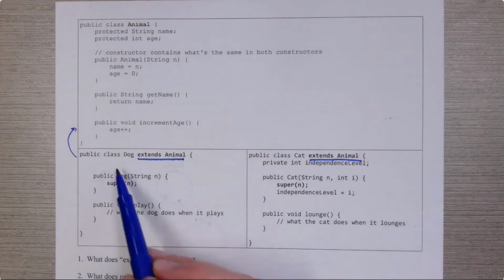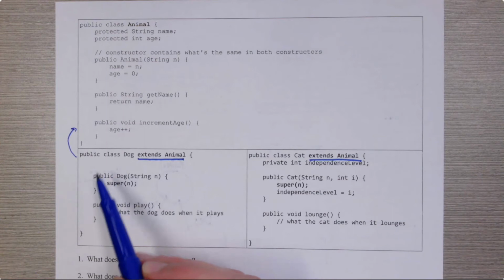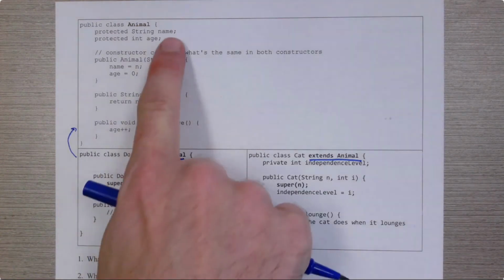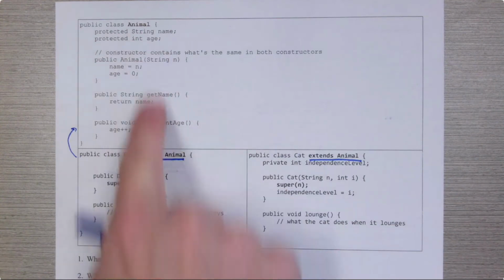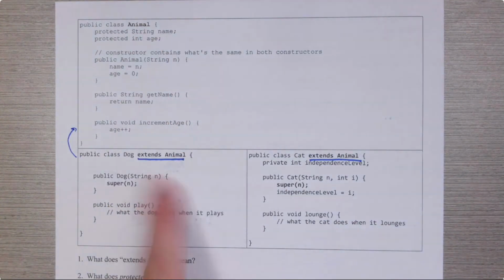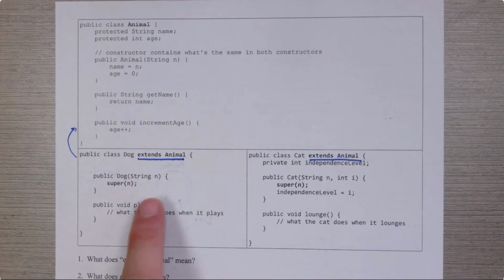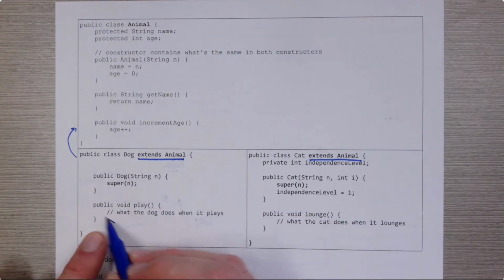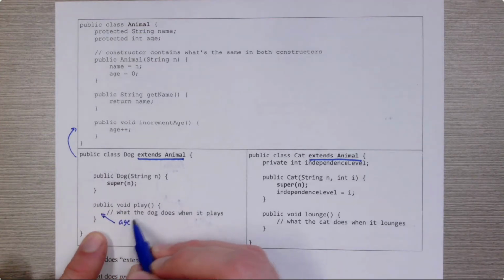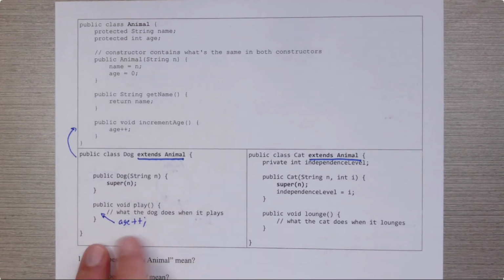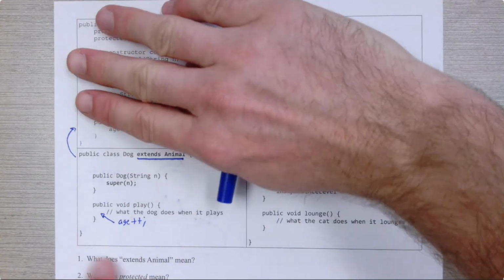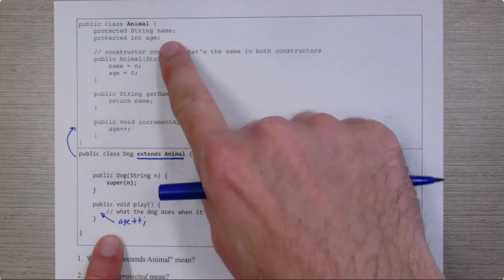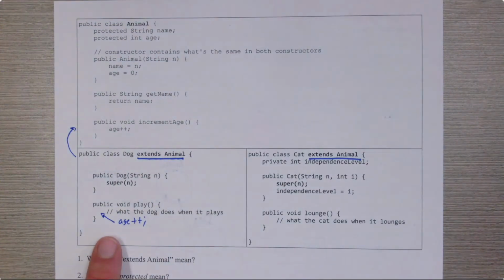Okay, so you'll notice that dog doesn't appear to have any variables at all, no attributes. But actually the dog has a name and an age, because all this code up here in animal is getting inherited by dog. So down here inside play, for example, we could still say age plus plus if we wanted to. And just looking at the dog class, you might say there is no age variable, but we're actually referring to the age variable that we inherited from the animal class.